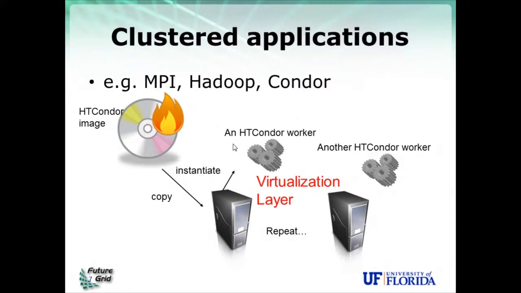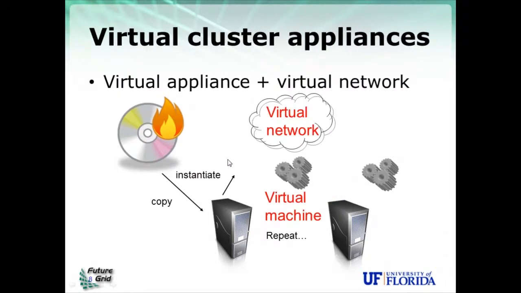Now, in the previous example, you can have multiple independent web servers running, serving their own web pages, but what if you need to run a clustered application, for example, high-throughput computing, Condor, MPI, Hadoop, etc. Well, you can follow the same approach. You distribute a virtual machine image, you instantiate on multiple nodes, and you have a distributed system. But then you have to worry about how you connect these resources together. And that's the role of the virtual network, and IPOP being one example of a virtual network that supports that kind of connectivity.